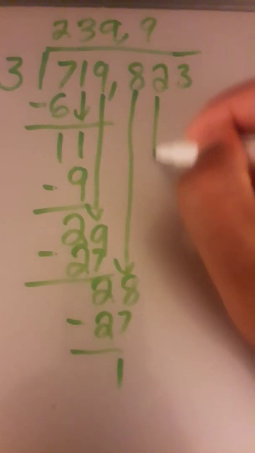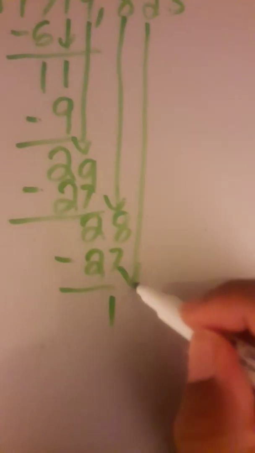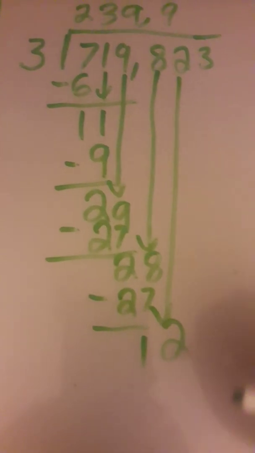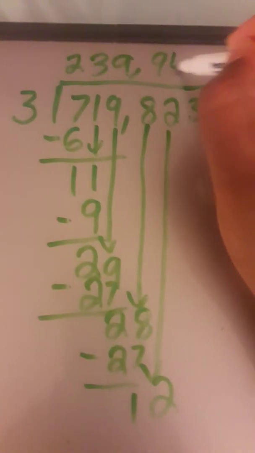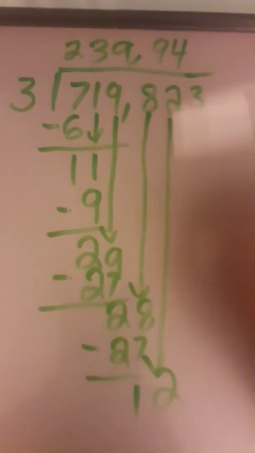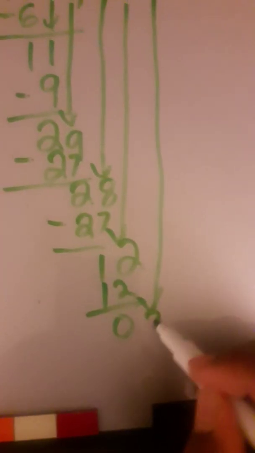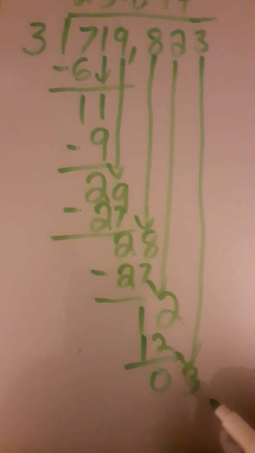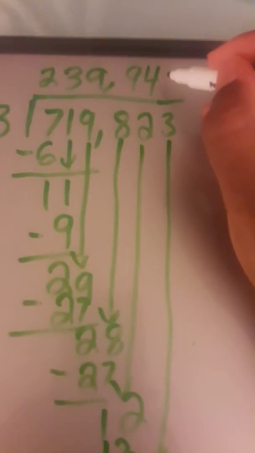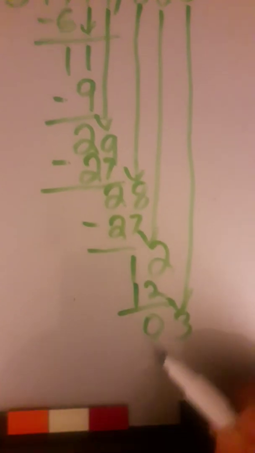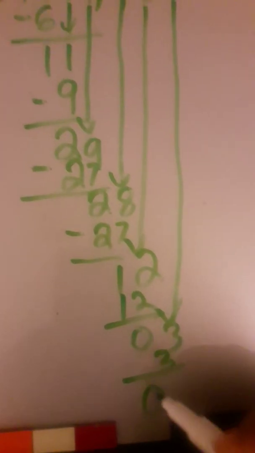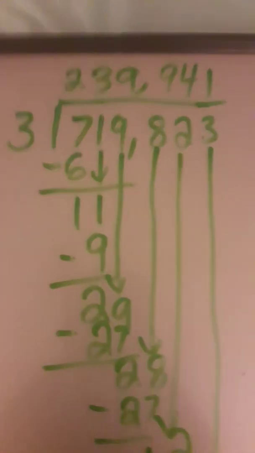And we come up here and bring down the 2 again. How many times does 3 go into 12? It goes in 4 times. So we write down a 4 right above that 2 that we just brought down, and then we write down 12 because it goes in evenly. Now we have 0, but we have this remaining 3. We write down that 3, and how many times does 3 go into 3? 1 time. So we write a 1 down here. This is a long division problem that doesn't have a remainder or a decimal point in the answer.